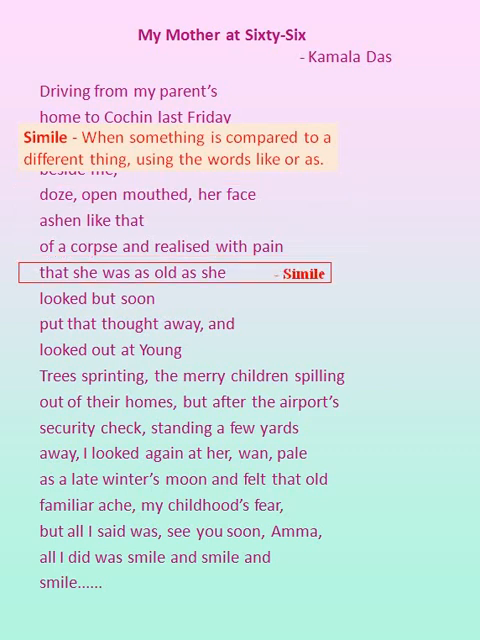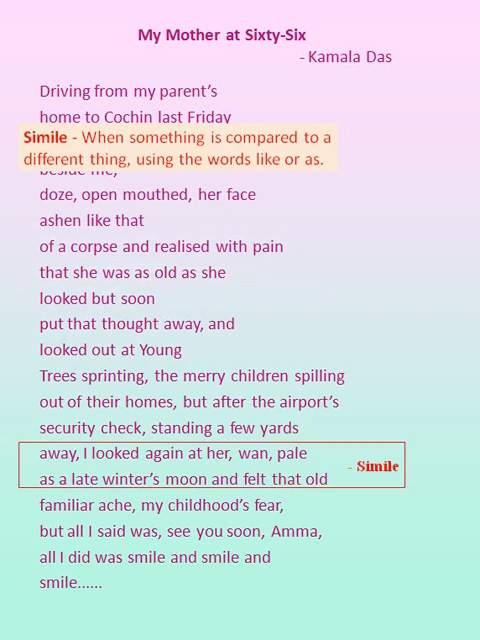In the line that she was as old as she looked, simile is used. The poet's mother is described as old as she looks, hence a comparison is made using the word as, the figure of speech is simile. In the lines, away I looked again at her wan, pale as a late winter's moon and felt that old. Here also the poet's mother's pale face is compared to a late winter's moon using the word as, hence simile.